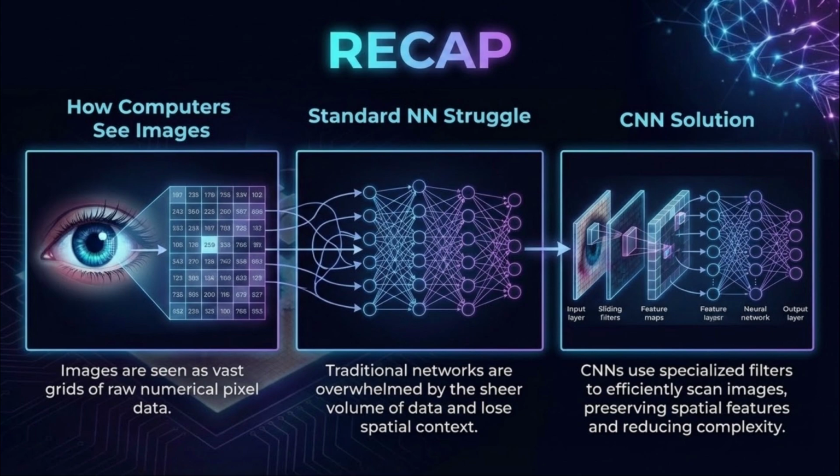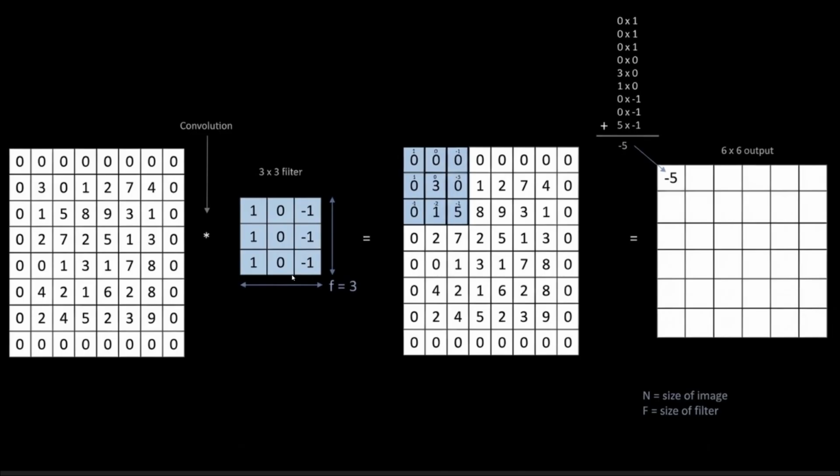In the previous video, we saw why traditional neural networks fail for images. Now let's try to understand the core idea behind CNNs, Convolutional Neural Networks. How does a CNN scan the image?